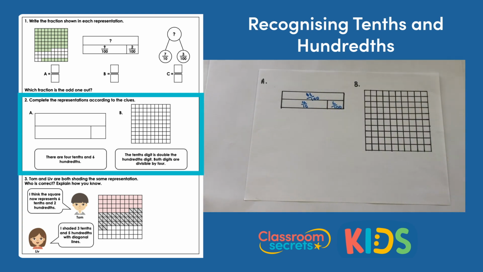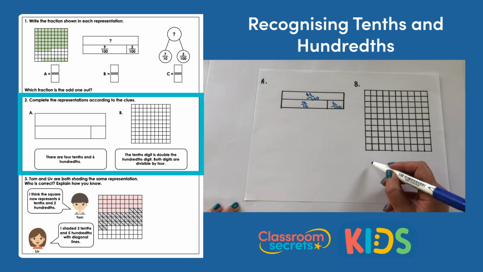Question B. The tenths digit is double the hundredths digit. Both digits are divisible by 4. So I'm looking for a tenths digit which is twice as much as the hundredths digit, and both digits are divisible by 4, so they're in the 4 times table. I'm looking then for a number in the 4 times table, and I'm thinking about doubling and halving to check our answers. So I know that my tenths digit is going to be greater than the hundredths digit.